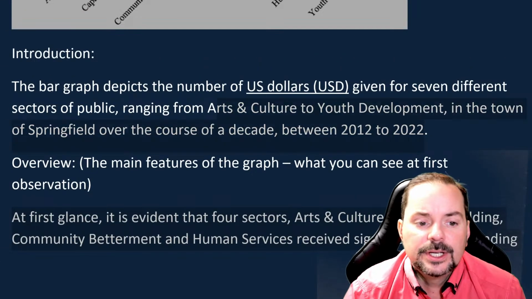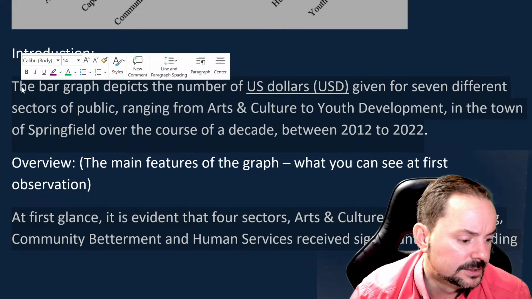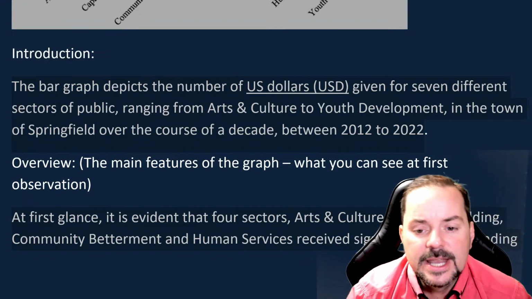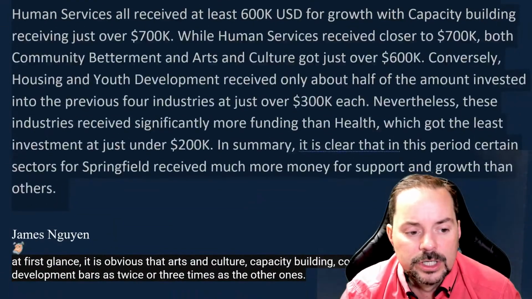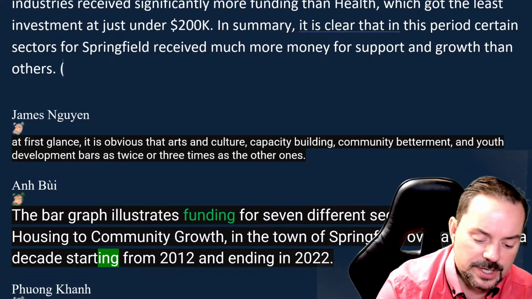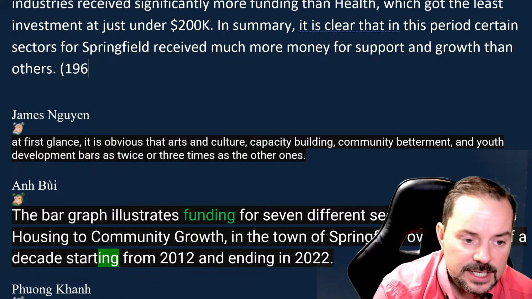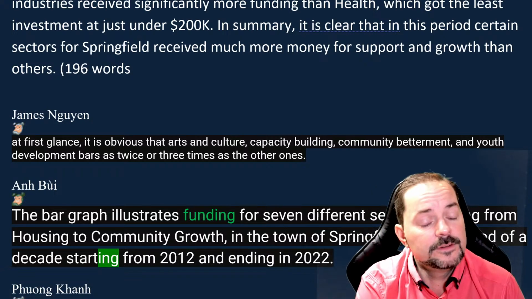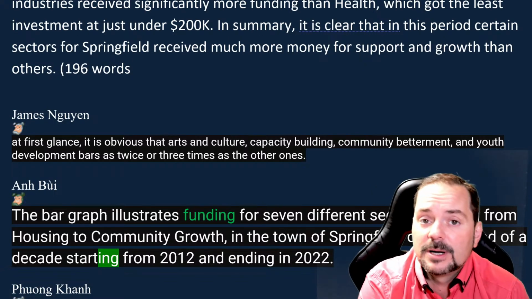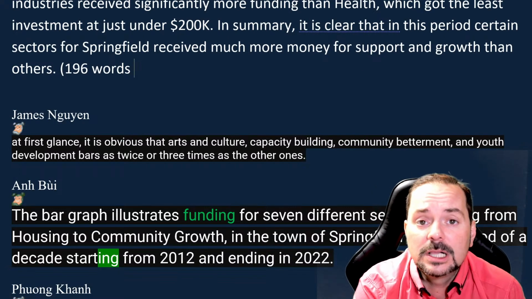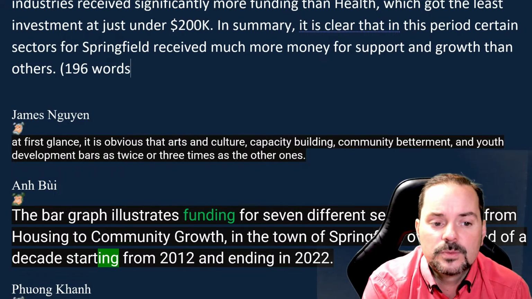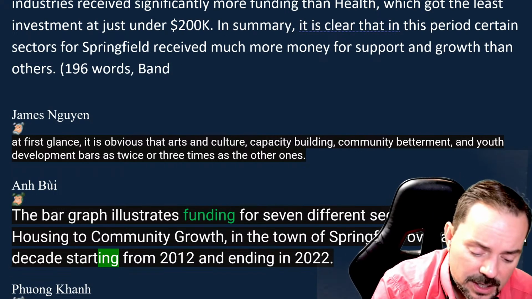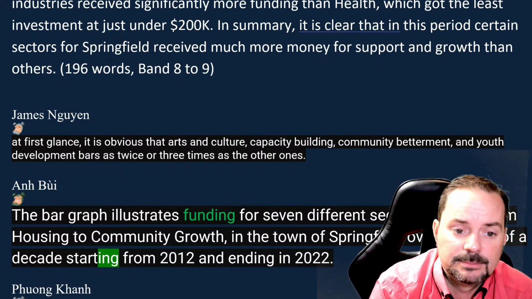Okay, word count, I'll let you know in just a second. Word count here is 196 words. So 196 words, so 46 words over 150. It's not a lot more, but definitely about the amount that we need for a clear essay. So 196 words and roughly a band 8 to 9 essay.